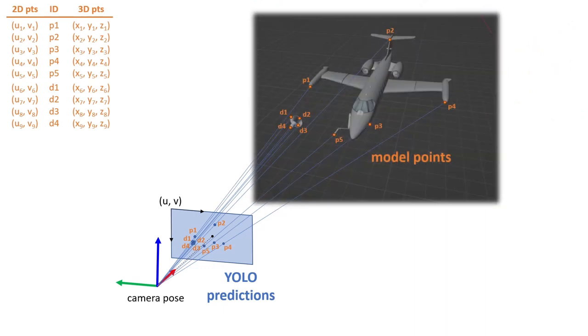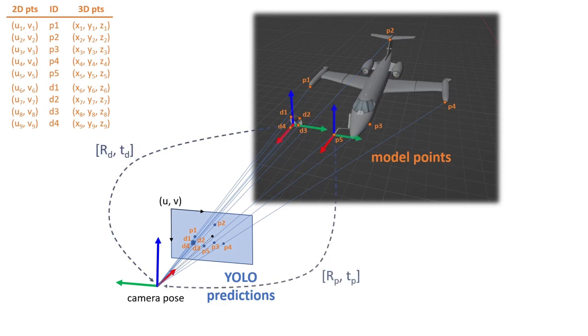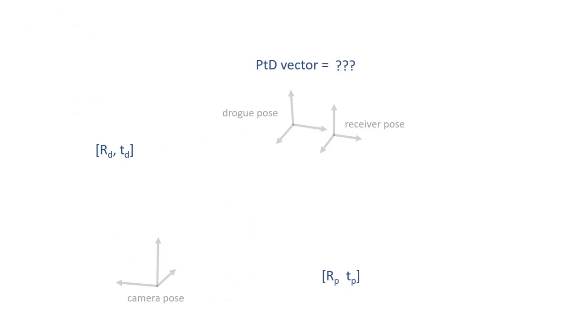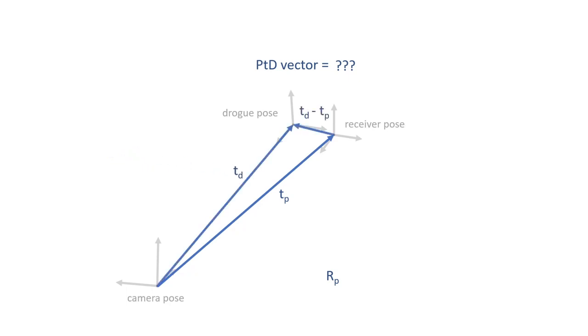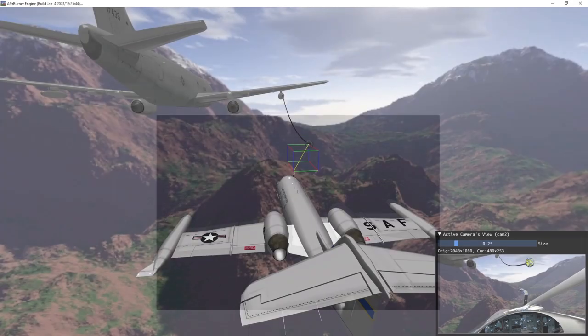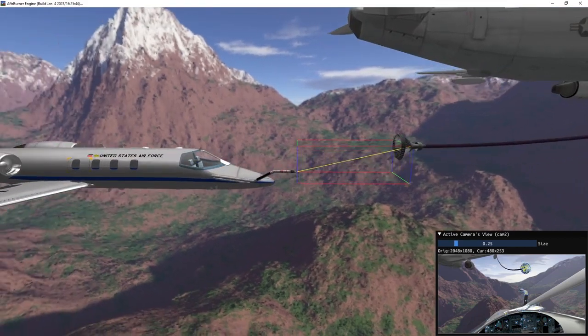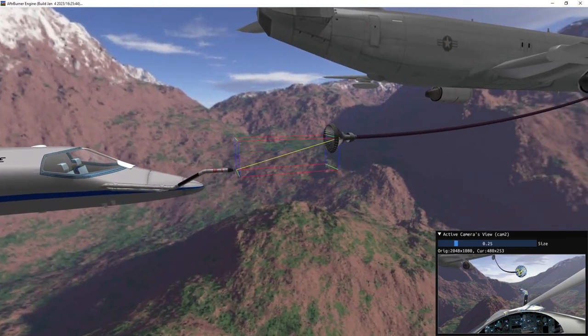The resulting pose estimates include a pair of rotation matrices and translation vectors defined relative to the camera. We subtract the camera frame probe vector from the camera frame drogue vector, which gives us a camera frame probe-to-drogue vector. We then rotate this vector into the receiver's local reference frame by multiplying it by the transpose of the probe's estimated rotation matrix. The end result is a receiver frame probe-to-drogue vector that an autonomous agent can use to navigate aerial refueling approaches.